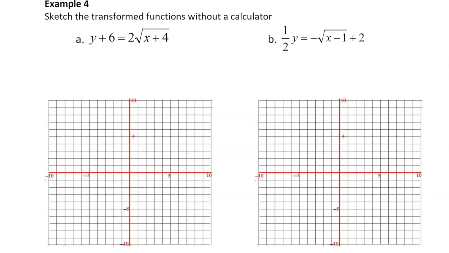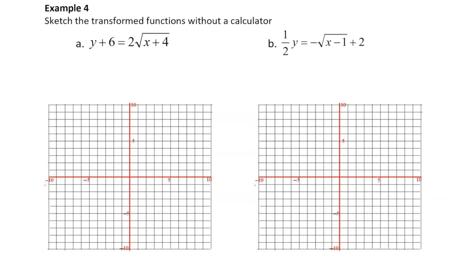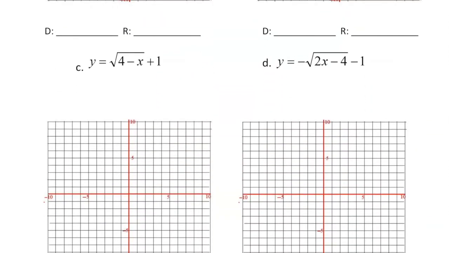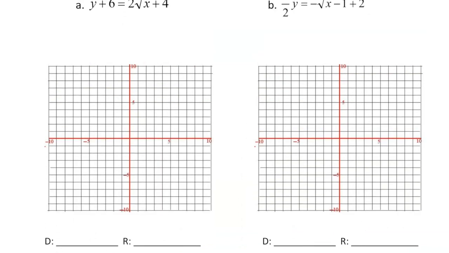Okay, so to see what we can recall in terms of our graphing of transformations, let's see if we can graph these next four. And these next four examples, they're all going to have something that's a little bit different. So you can see here's our C and D.